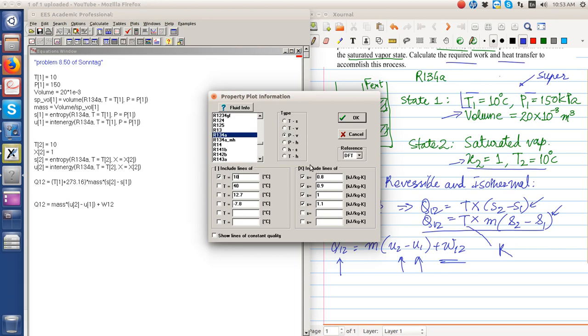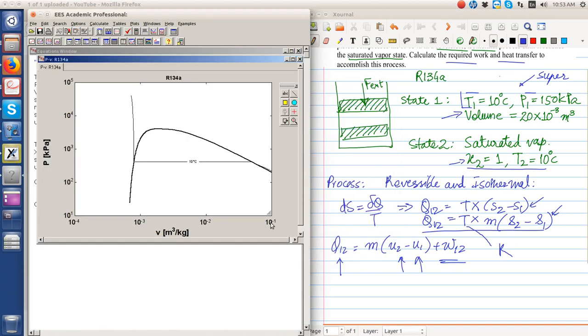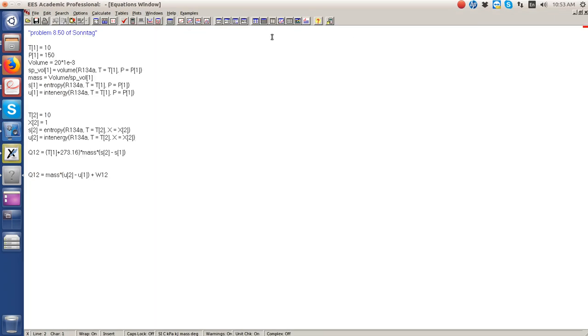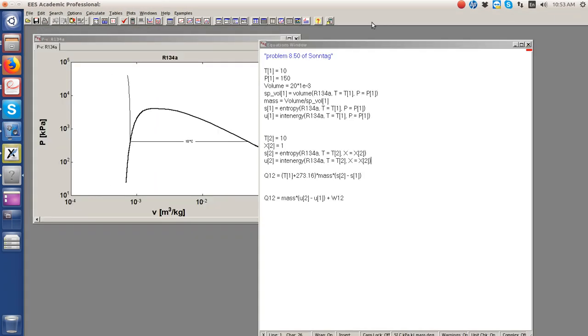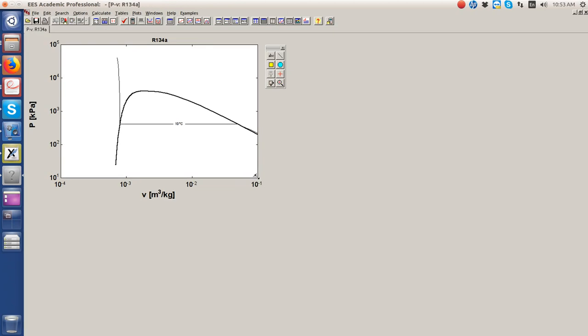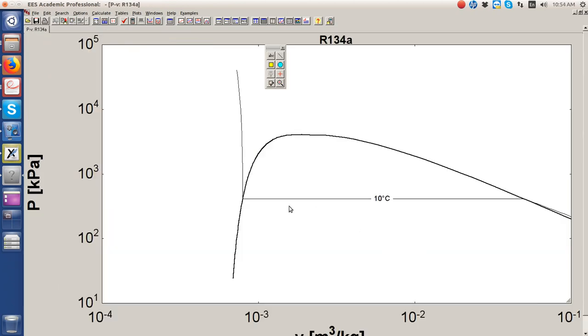So this is the line of 10 degrees Celsius and it is P equal to 150 kilopascal. Let me just enlarge the window. So if this is 100 and this is 1000, 150 is somewhere here. It's in the superheated region.